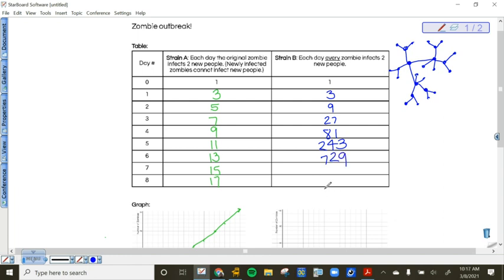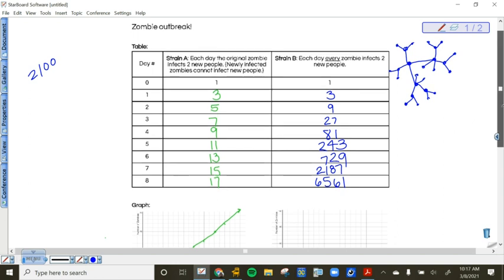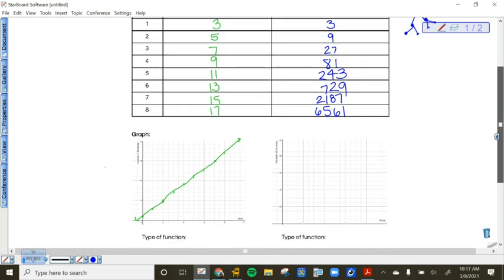729 times 3 is 2100, what is it? 2187. And what about 2187 times 3? Okay. So let's go ahead and graph that.